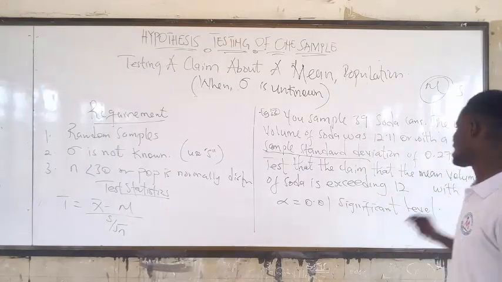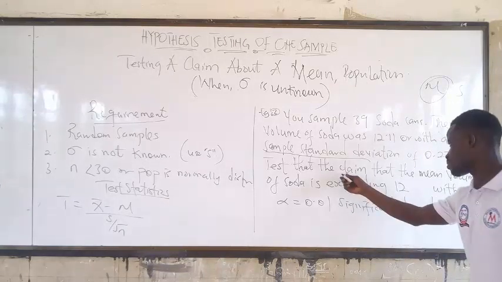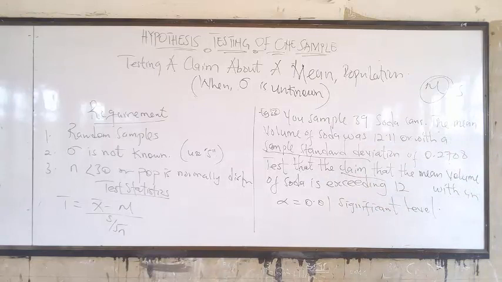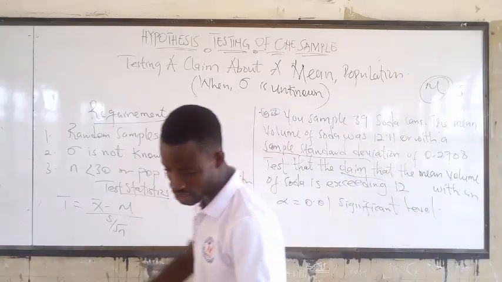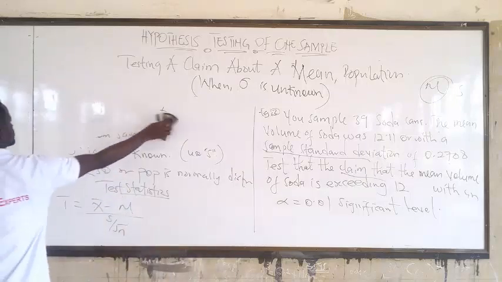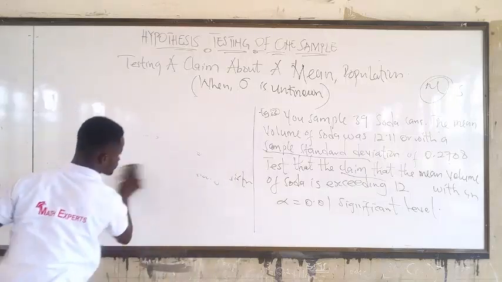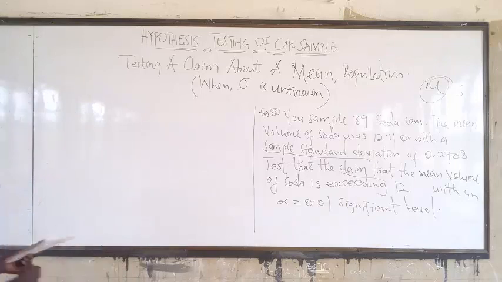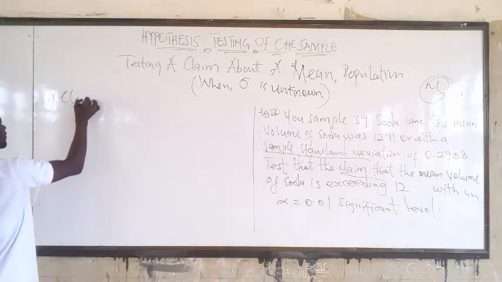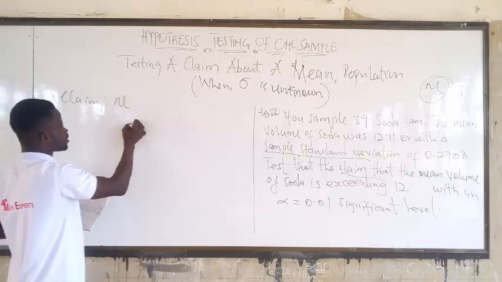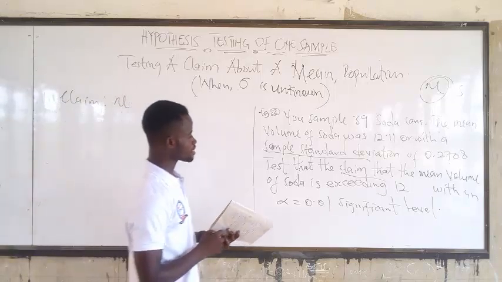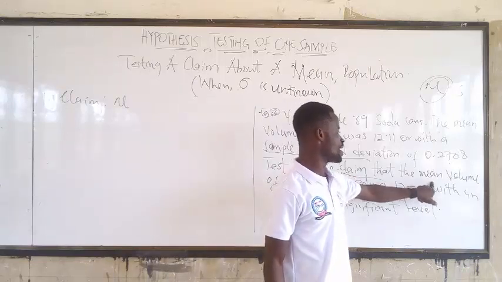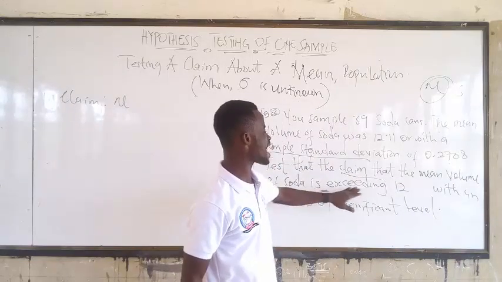0.2708. Test the claim that the mean volume of soda is exceeding 12 with an alpha level of that is your significance what? Level. Alright, so let's see. Beautiful question. Let's see what is going to be here. Alright, so you start first with the claim. And you know this is about the mean, right? But the claim starts from here: the claim that the mean volume of soda is exceeding.